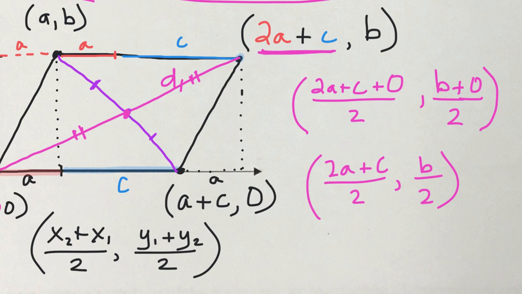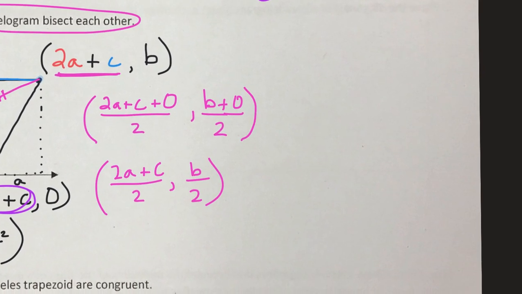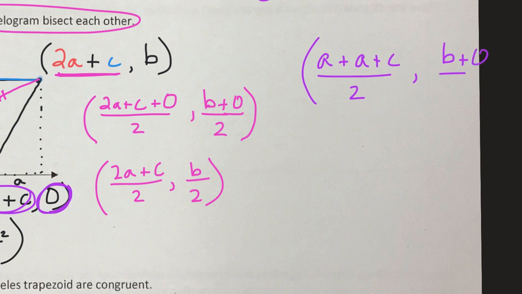So we're going to do a similar thing for the purple line. We're going to add our x's together and divide by 2, and add our y's together and divide by 2. So let's see. This x is a, and this x is a plus c. So we have a plus (a plus c) divided by 2. And then our y-coordinate was b plus, what's the y-coordinate of the second purple point? Right here? 0, divided by 2.